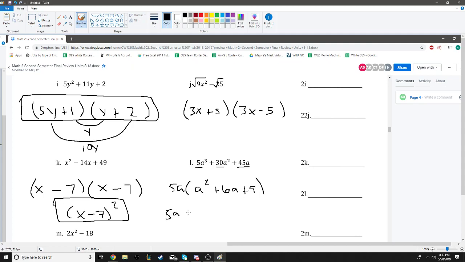Okay. And we can check some stuff out. A squared is a and a. Two things that multiply to be 9 are 3 and 3. And 3 plus 3 is 6. So there we go.